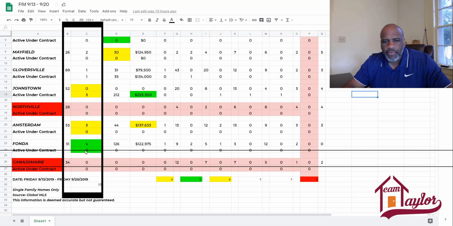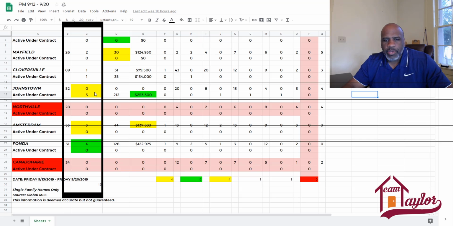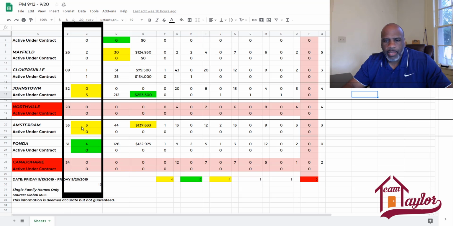As for our leader, Fonda, which is good to see, the most transactions for the week with 4. Amsterdam and Johnstown both tied with 3. Amsterdam had 3 regular pending and Johnstown 3 active under contracts, meaning they still want to leave them active even though they are under contract.